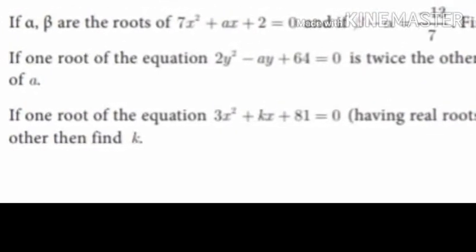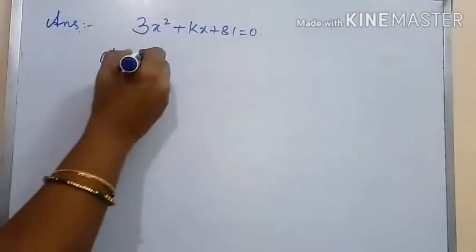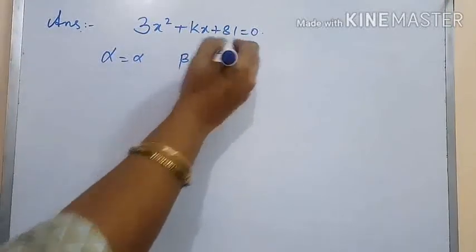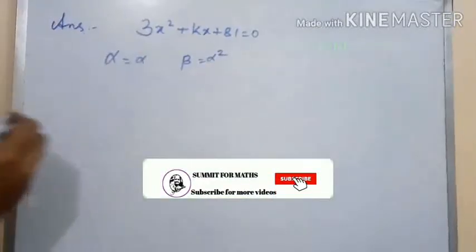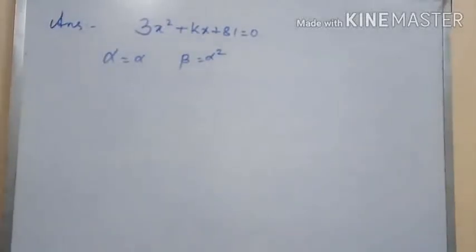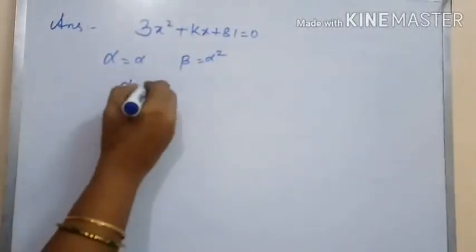The next problem for today's session is, if one root of the equation 3x squared plus kx plus 81 is equal to 0, having real roots, is the square of the other, then find k. Here the equation is 3x squared plus kx plus 81 is equal to 0. We are given that alpha is equal to alpha and one root is the square of the other, so beta is equal to alpha squared.